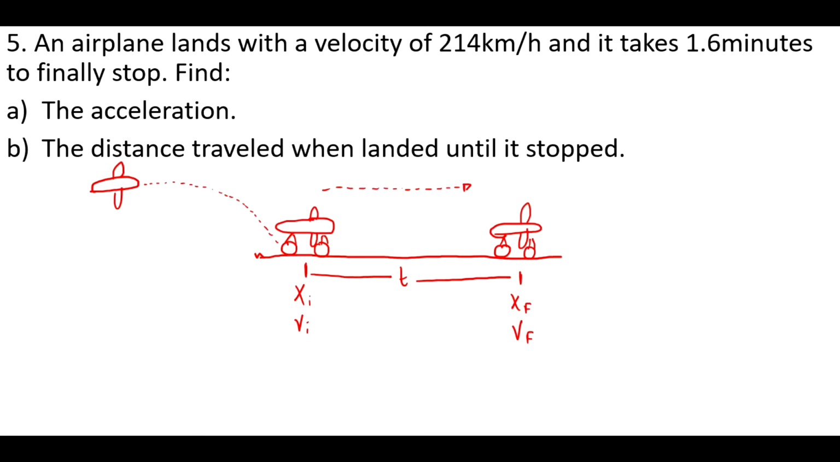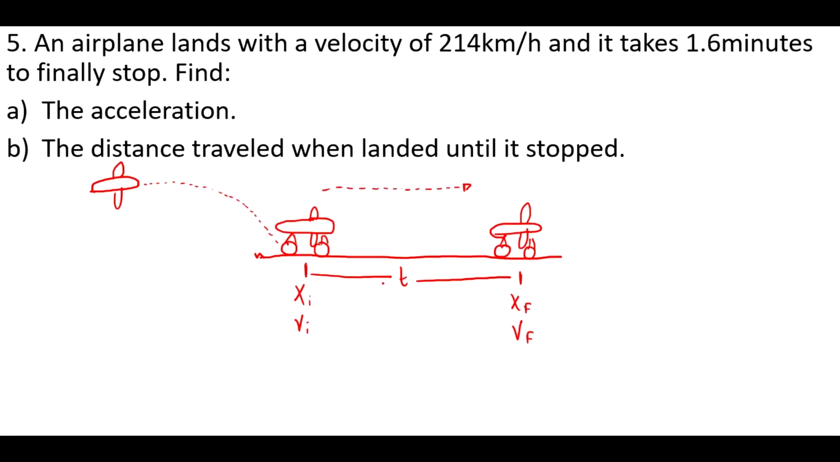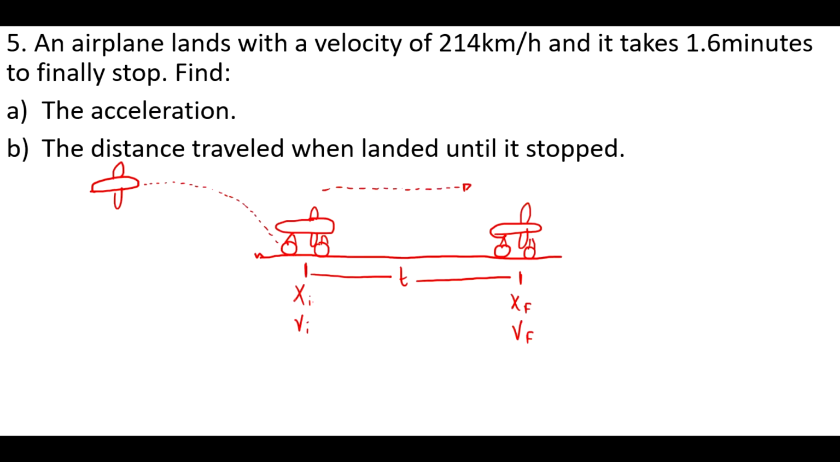Okay, in this problem we're gonna have acceleration, because remember, acceleration is the change in velocity. So of course we're gonna have a change in velocity right here, because the plane lands with 214 kilometers per hour, and then it's going to completely stop. So that means that it's going to reduce the velocity. So there will be a change in velocity. If there is a change in velocity, we're gonna have acceleration.